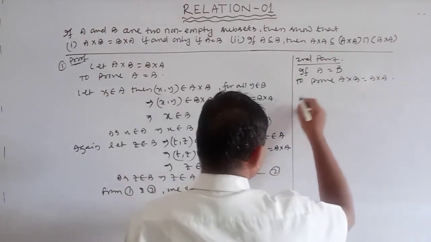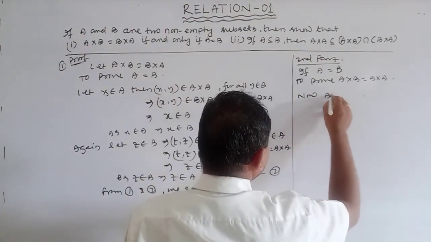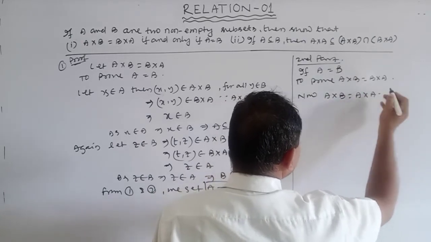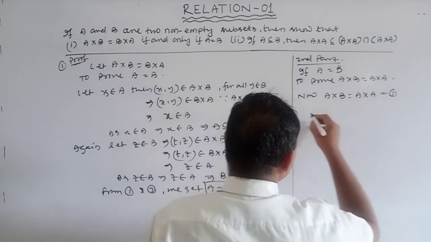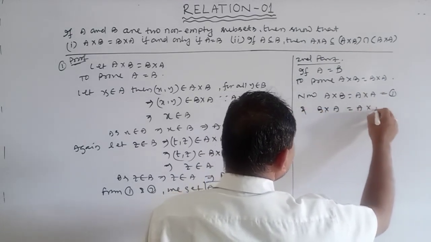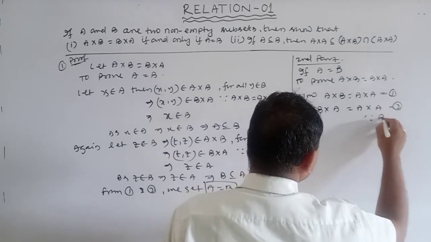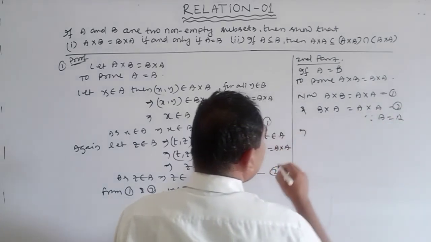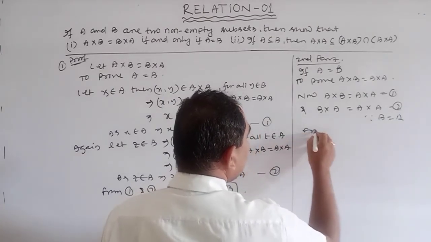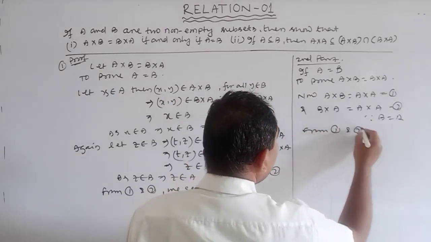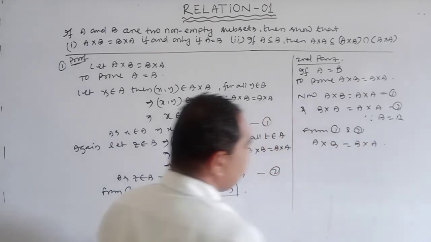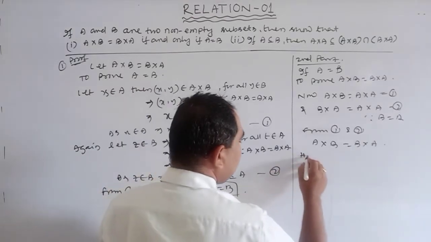Okay. Now A into B is equal to A into A because B is equal to A. This is equation 1. And B into A is equal to A into A, equation 2, since B is equal to A. So from 1 and 2, A into B is equal to B into A. Hence proved.